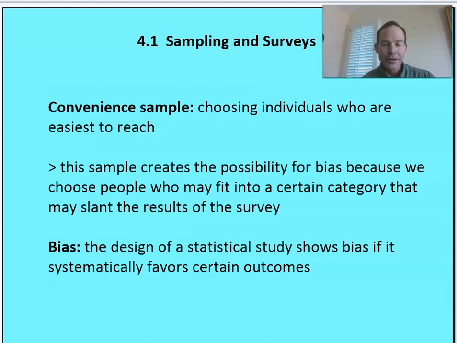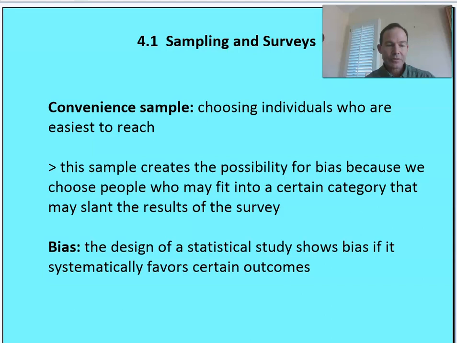Convenience sampling is where you choose individuals who are easiest to reach. This sample creates a possibility for bias because we choose people who may fit into a certain category that are more available, that may slant the results of the survey.